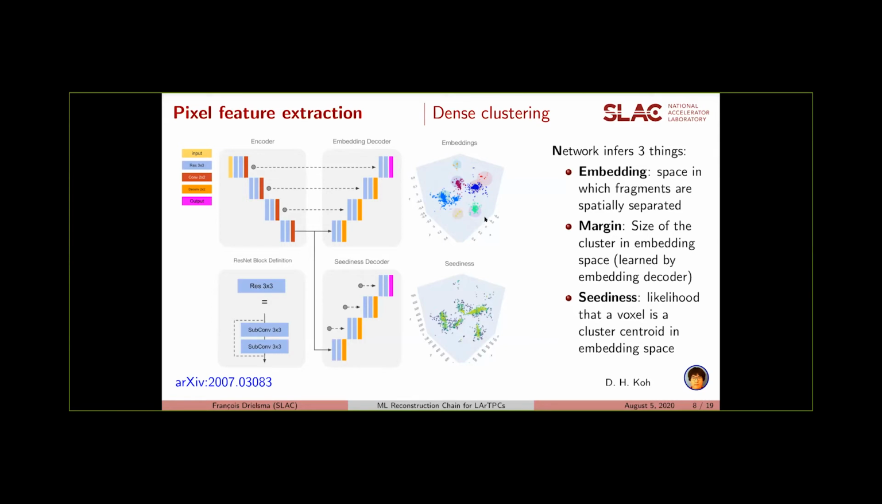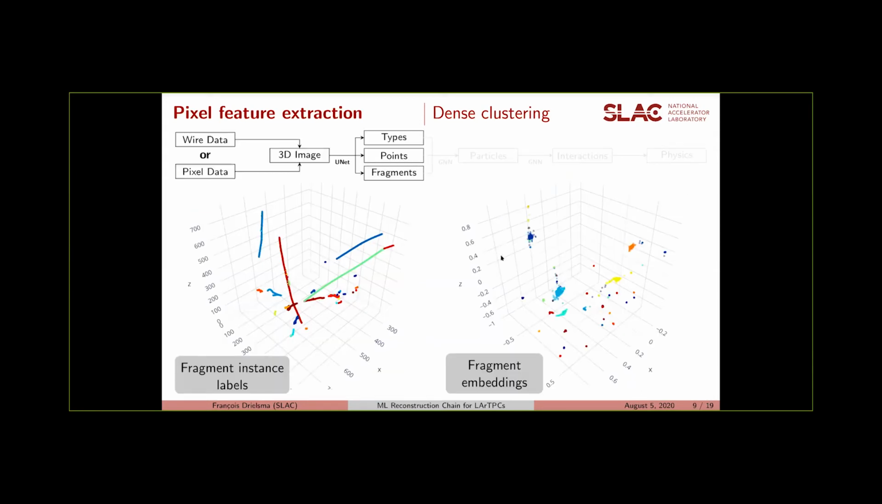The challenge with that is that you don't know how many clusters you have in your image, and you also don't know their spatial extent in the embedding space. So we get the network to actually learn two extra things, which we call margin and seediness, which give you the position of where the centroids of the Gaussian kernels are in your embedding space, and also give you their spatial extent. With this information, we can actually do clustering in the embedding space and map that back to the original space. Let me give you a quick example. On the left-hand side, these are the fragment instance labels in the image. You can see here, you've got separate tracks that touch each other.